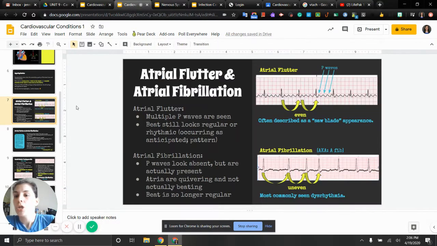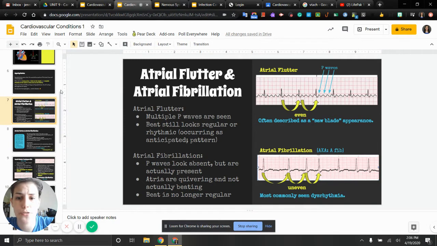Okay. So we're going to start at the top of the heart and kind of work our way down. So we'll talk about problems with the top of the heart first. So we have atrial flutter and atrial fibrillation. Okay, so these are two different rhythms here, but just kind of putting them on the same slide so you can see a comparison between the two.